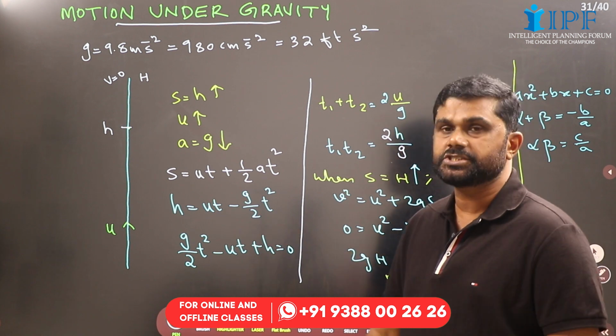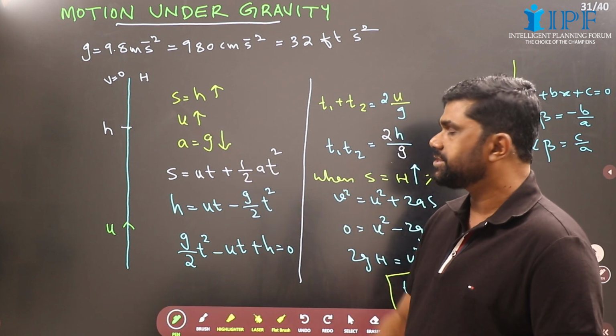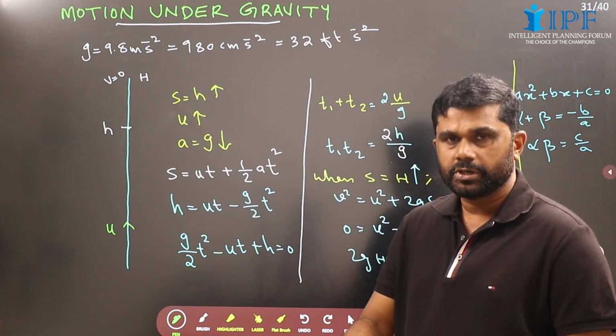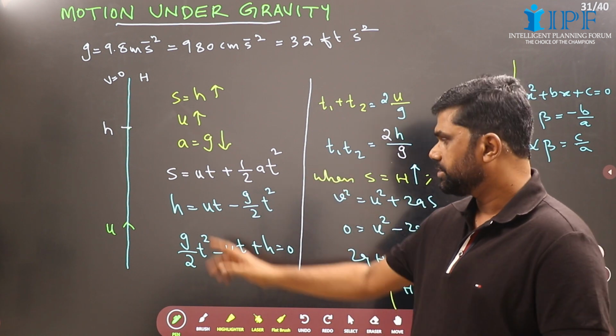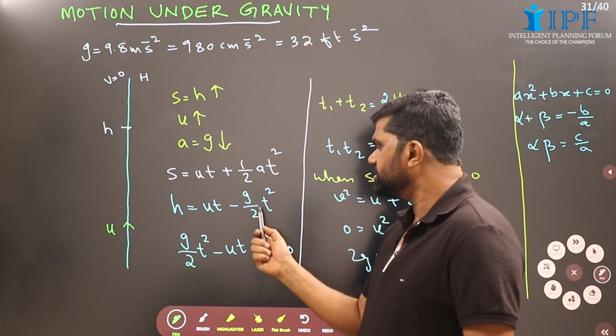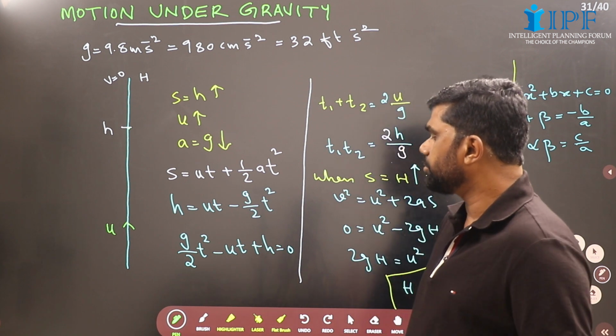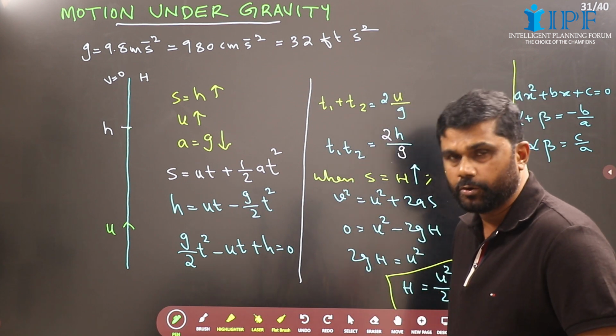So initial velocity is also directed upward. That also I have to take positive. But the acceleration due to gravity is directed down, so I should take it negative. So h equal to ut minus g by 2 t square. I have taken this minus g by 2 t square to the left and ut to the left. So it will be g by 2 t square minus ut plus h equal to 0.